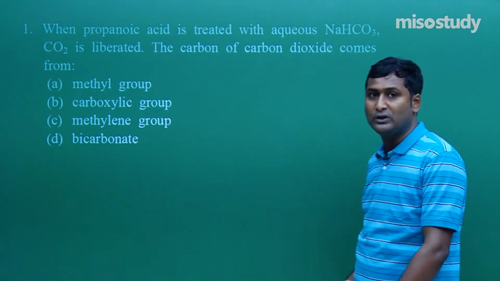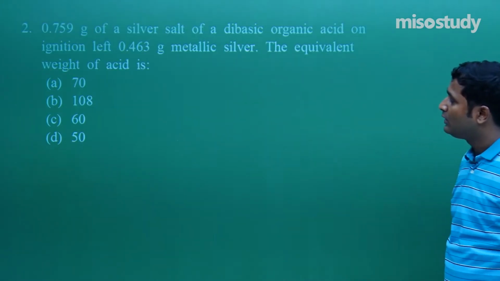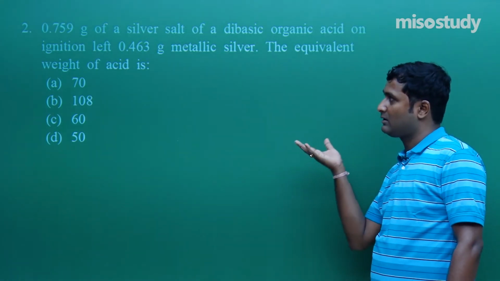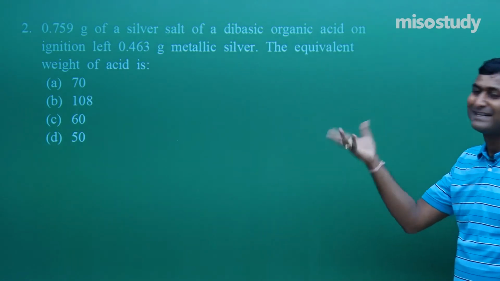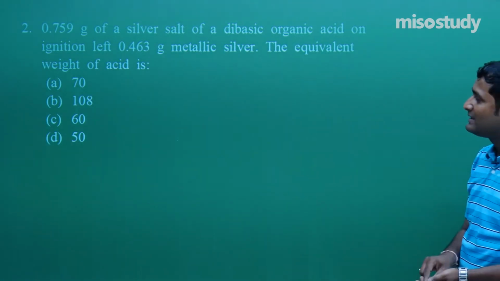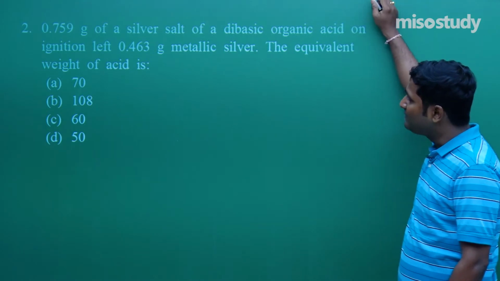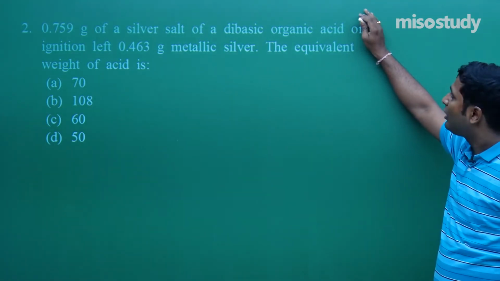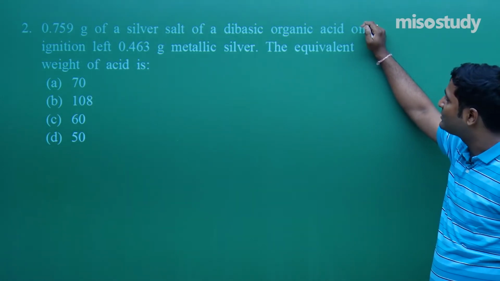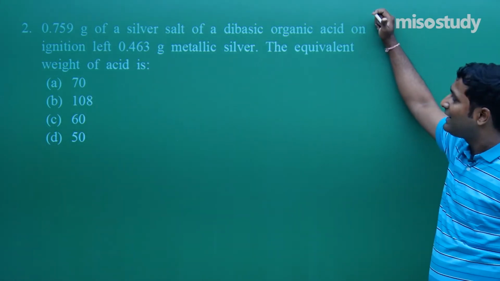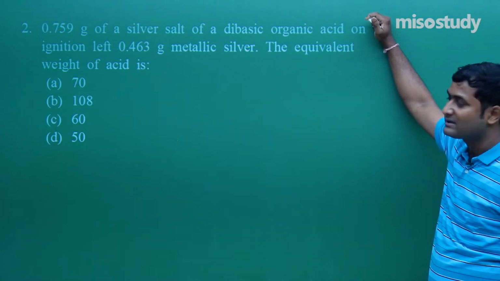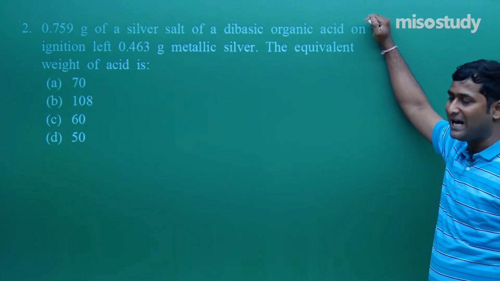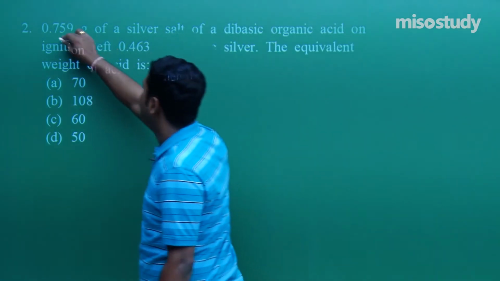Now let's move to the next question, question number 2. I have added this question slightly conceptual as well as calculative type. It is given here: 0.759 gram of a silver salt of a dibasic organic acid, on ignition, left 0.463 gram of metallic silver. The equivalent weight of the acid, we have to find.